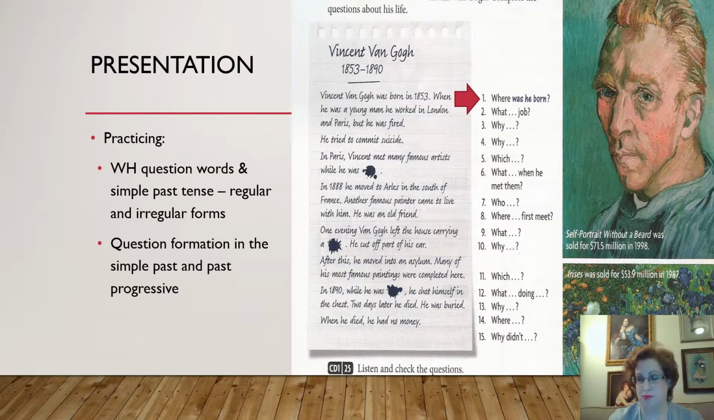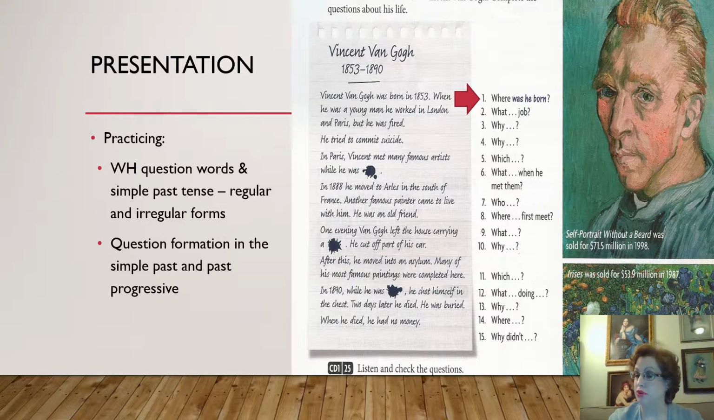So the past progressive. For 7, 8, 9, and 10: In 1888, he moved to Arles in the south of France. Another famous painter came to live with him. So obviously, the question is, who came to live with him? Very good. As simple past tense. He was an old friend.